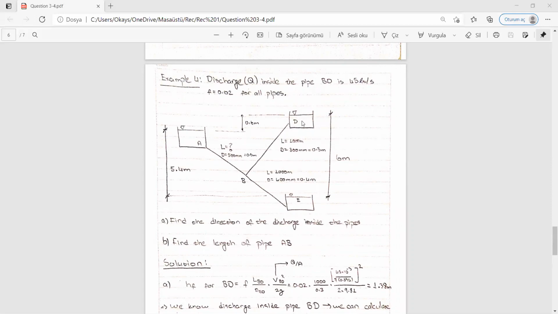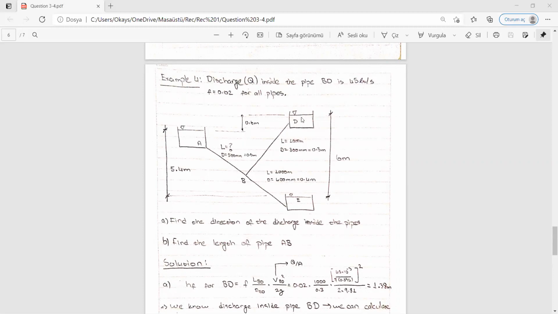Since reservoir D has the highest elevation, which means the highest head, because as we did in the previous example, these are open to atmosphere, so we will cancel the velocity head and pressure head at points D, A, and E. Since point D has the highest elevation, automatically it has the highest head. So we can say flow goes from point D to point B, and we can start by using that assumption.